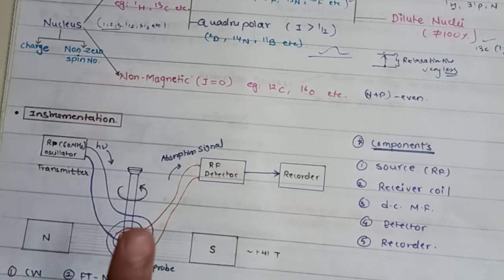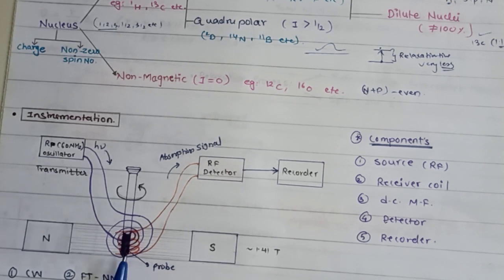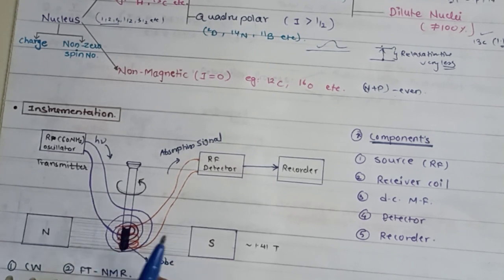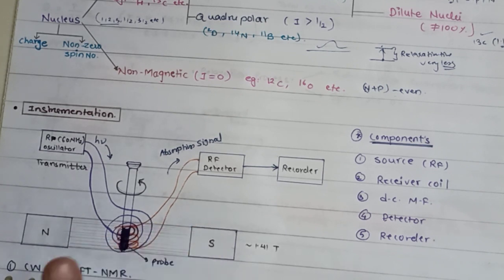Okay, this thing you have to remember here. Second, remember that whatever sample you are going to take for the NMR spectrum, that sample must be as pure as possible, because if there is any impurity present in your sample, you will get a peak because of that impurity.